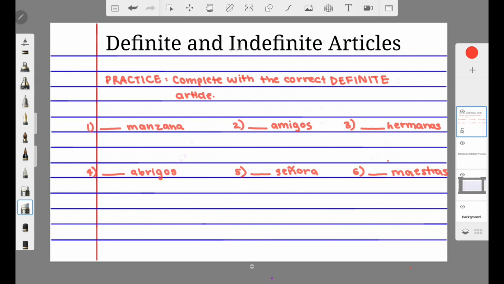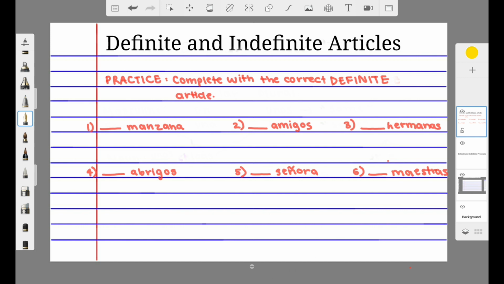Alright, now it's your turn to practice definite articles. Complete the 6 nouns, doing the same thing we did for the previous ones: looking for the A or O ending, signifying whether the gender is masculine or feminine, and whether it's plural or singular, and then deciding which definite article to use. Alright, now let's go over them together.